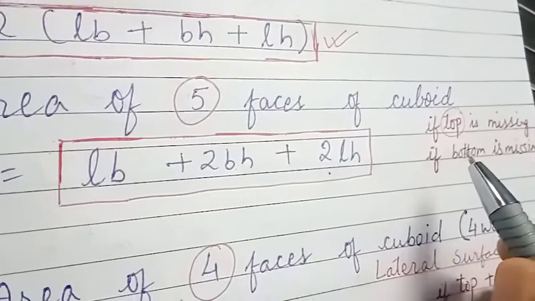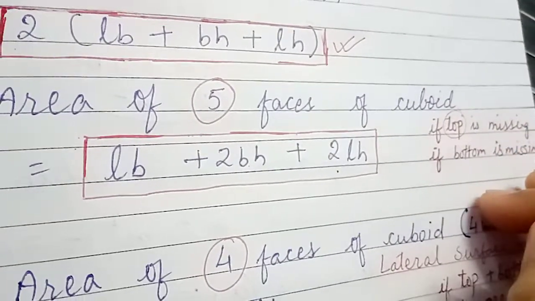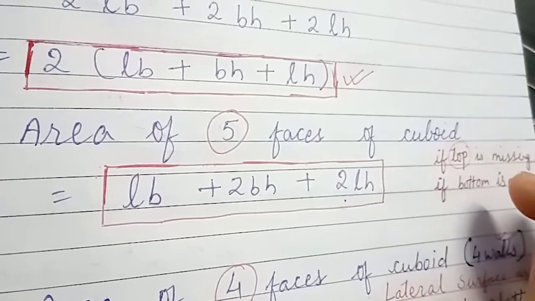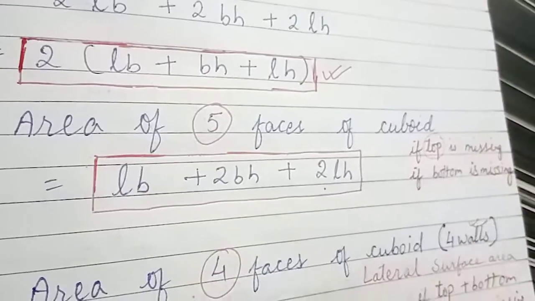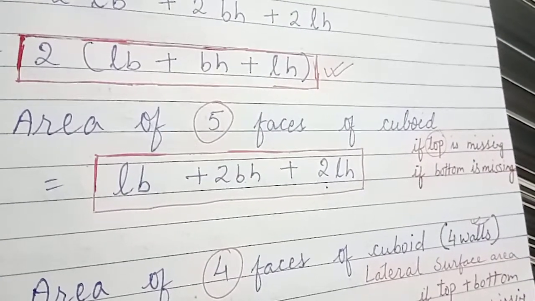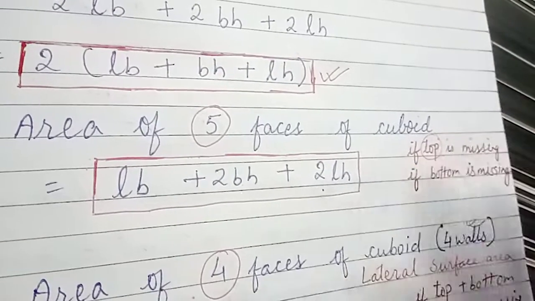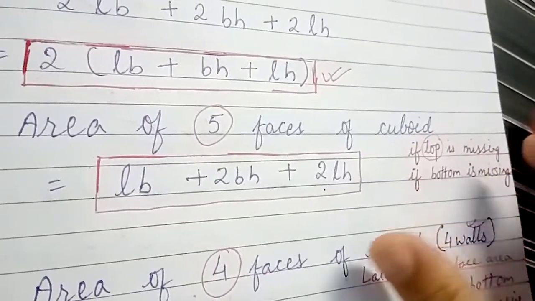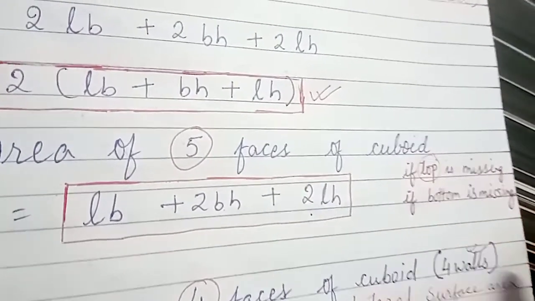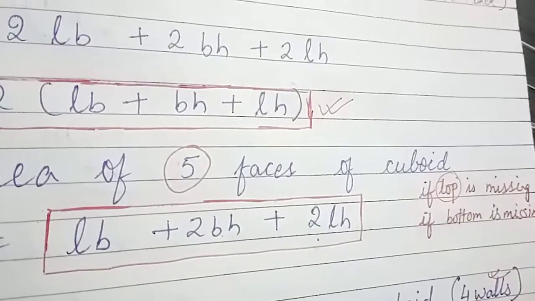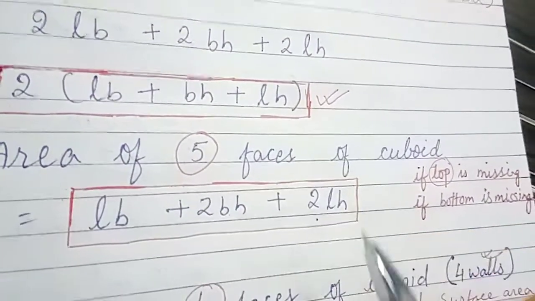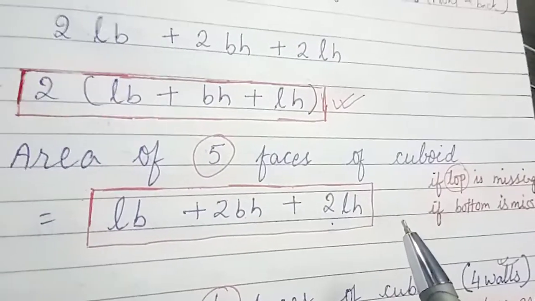Suppose there is a room and that room is to be whitewashed, and you know whitewashing is done on the 4 walls and ceiling or roof of the room. Does anyone apply whitewash on the floor? Whitewashing is not done there. So only 4 walls and roof have to be whitewashed. That time also this formula will be applied, area of 5 faces. Understood?